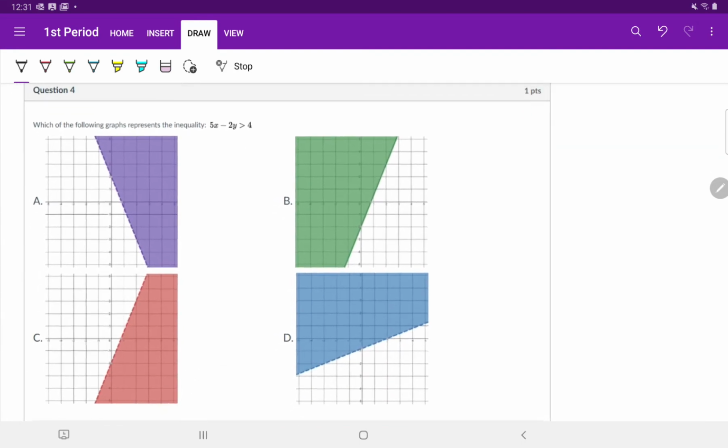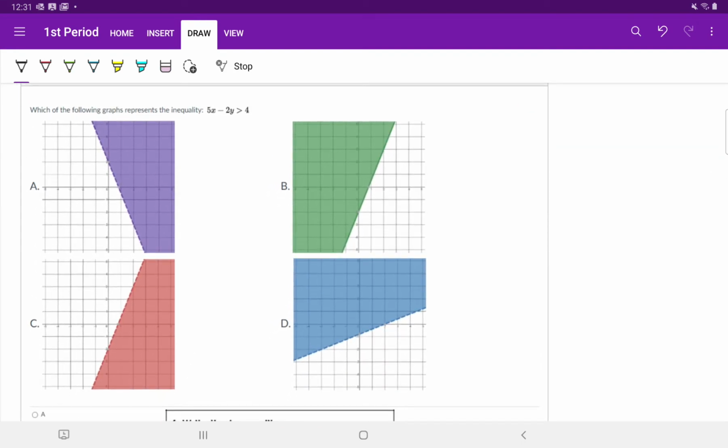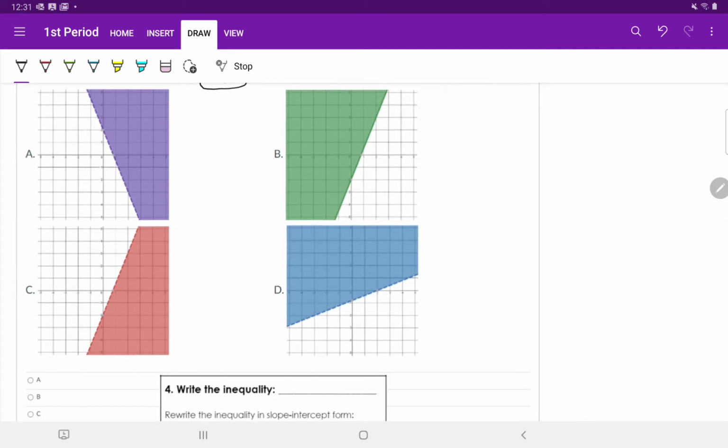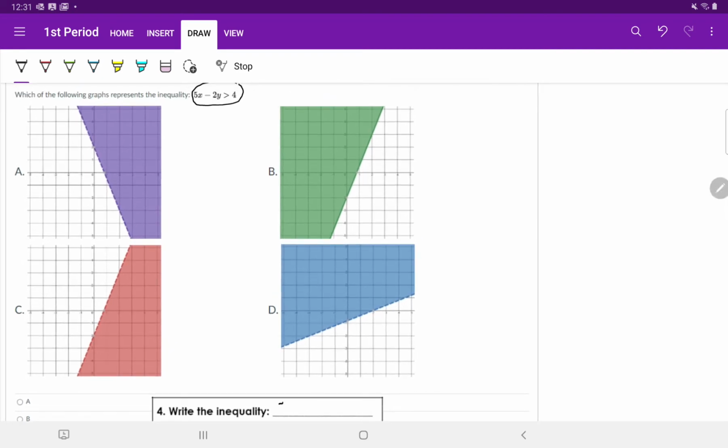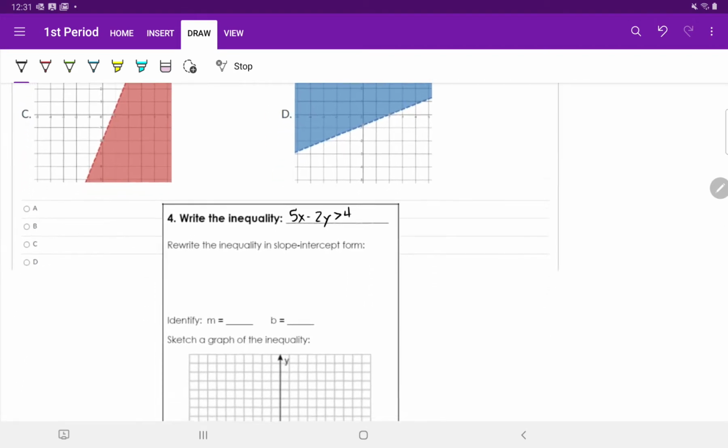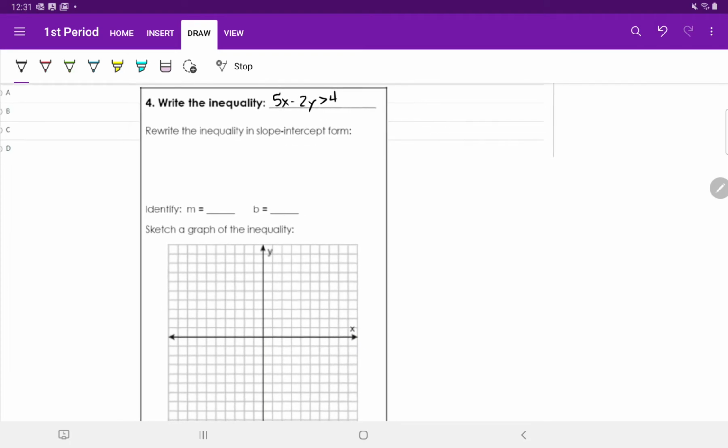Question number 4. We are given 4 graphs, and we're asked to identify which one represents this inequality. So first of all, I'm just going to rewrite the inequality. 5x minus 2y is greater than 4. I'll write that on my test paper. And then let's see what our test paper guides us to do.